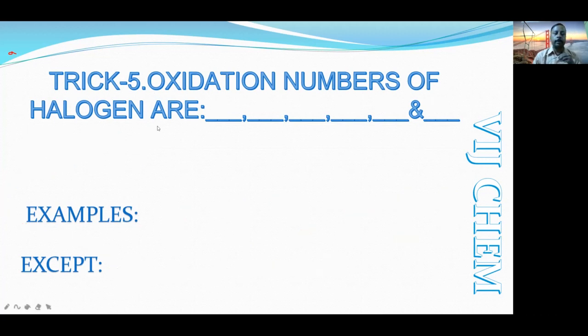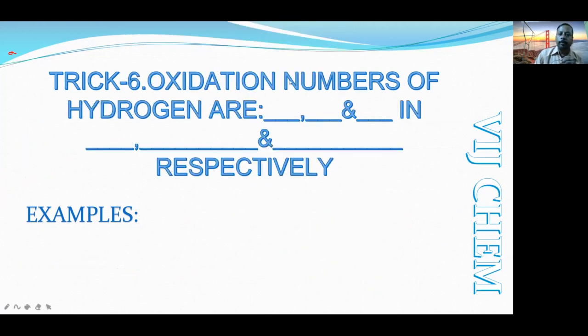Okay, next let us see the sixth rule, oxidation number of hydrogen. How many oxidation states will hydrogen show? I think all of you are expecting it here itself. Oxidation number of hydrogen will be 0, -1 and +1. Okay, 0 will be always in the elementary state. Okay, and -1 will be in the metal hydrides.